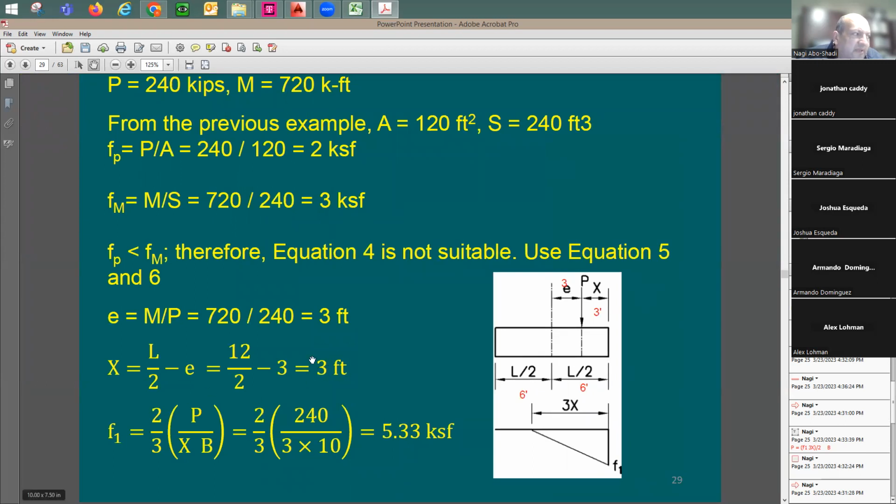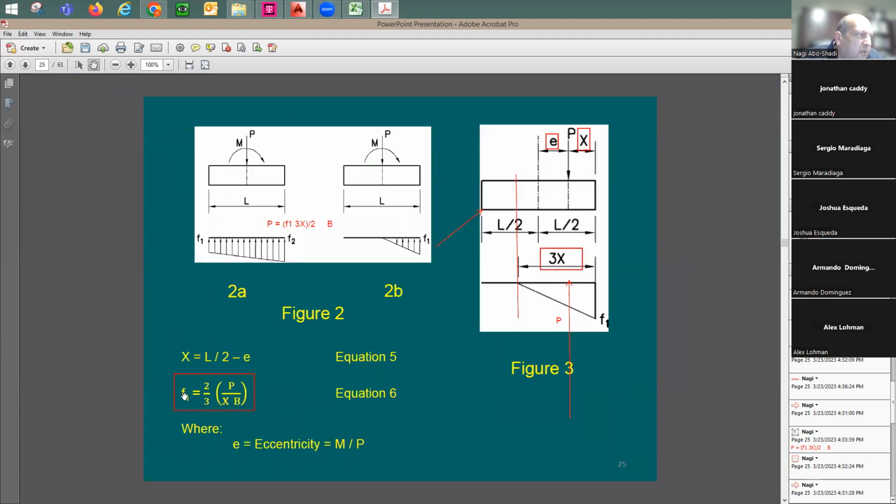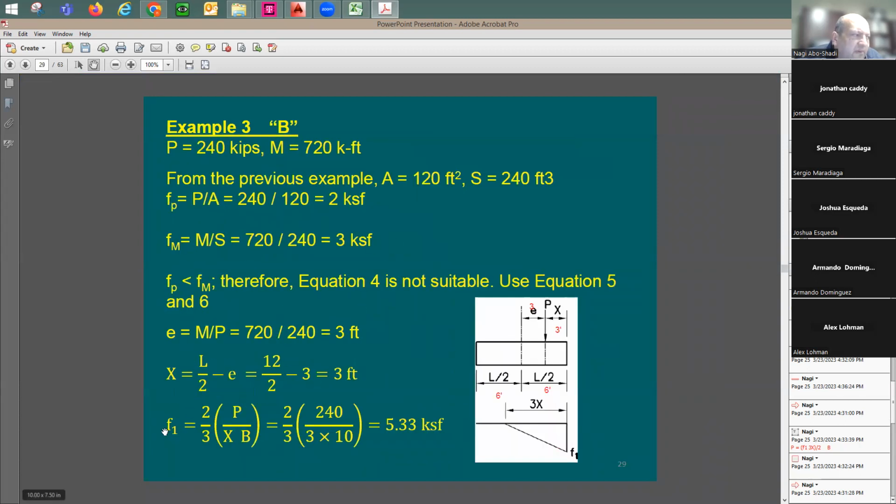All right, now I have this equation, which I just copied from here. I just may go back. You see this F1 based on equilibrium of the two forces. So look at the equation here. F1, 2/3 of P, which is 240 kips coming from here, 240 kips divided by X, which is 3 feet, divided by the width in the other direction, 10 feet. You have 5.33 KSF. So this stress here is going to be 5.33 KSF.